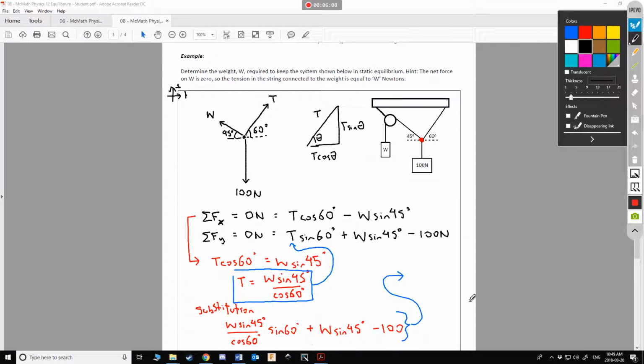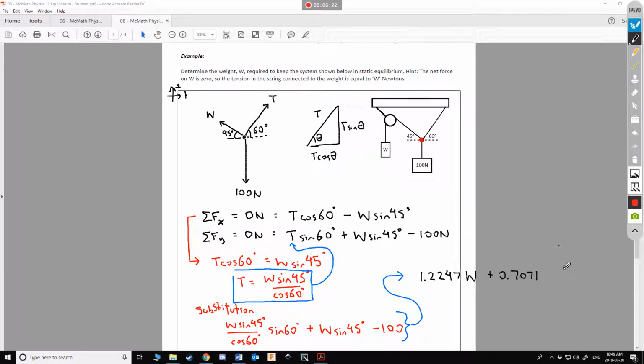We end up with a value of 1.2247 W plus sine 45 is 0.7071 W. And that's all just equal to 100. So 100 divided by the addition of those two numbers, and we end up with a value of 52 newtons.